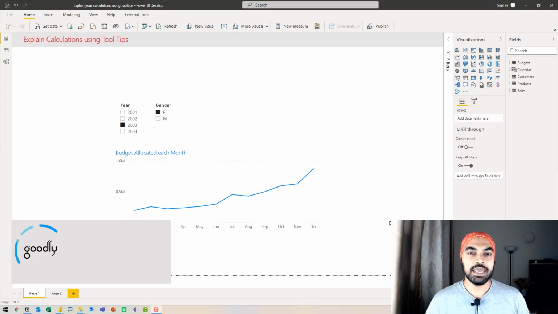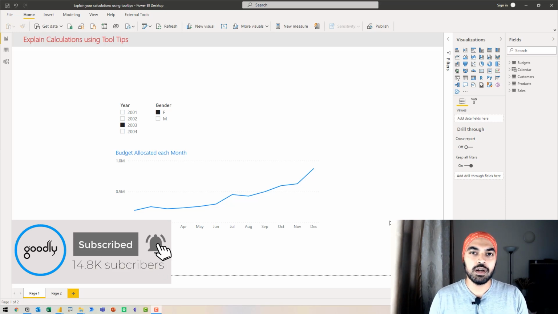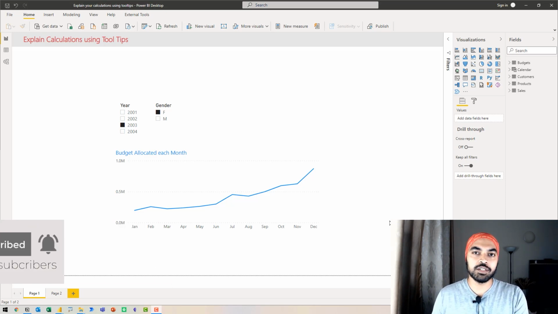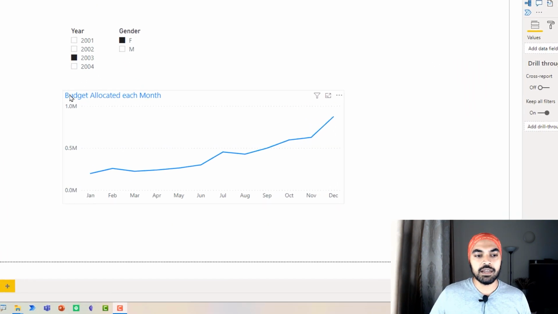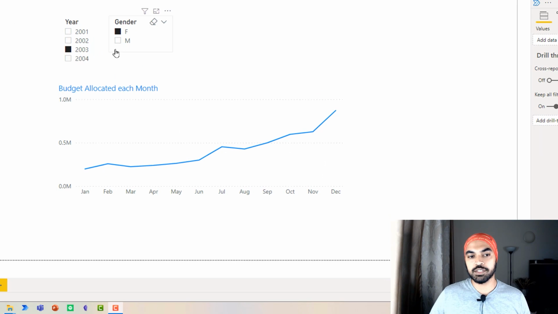Alright, I'm in Power BI, and that's where I'm going to show you a slightly technical and complicated calculation that I have created, which is budget allocated each month. Now you can see that from this particular calculation, I have two slices on the top, and that calculation is dragged in my line chart visual. If I hover my mouse on top of that, I get to see the value of the budget allocated in that particular month.